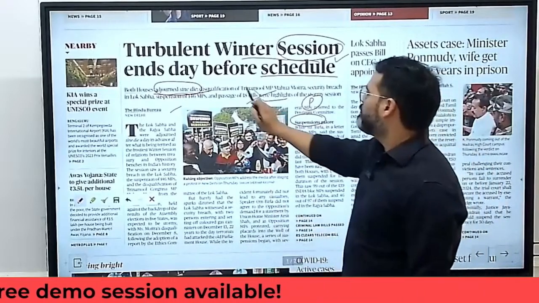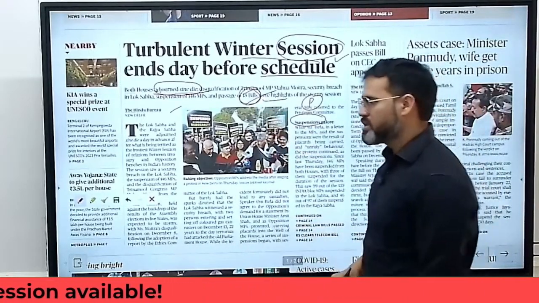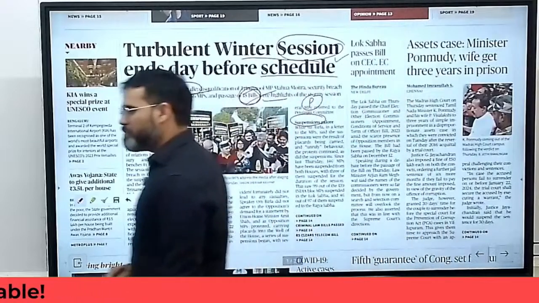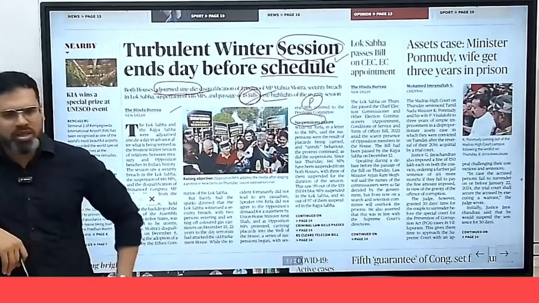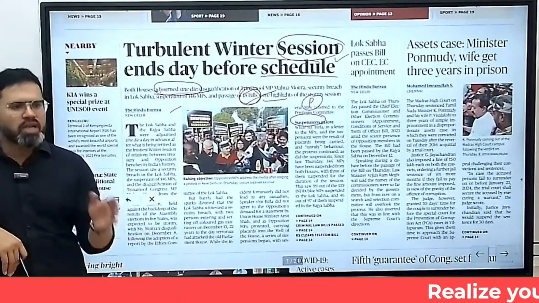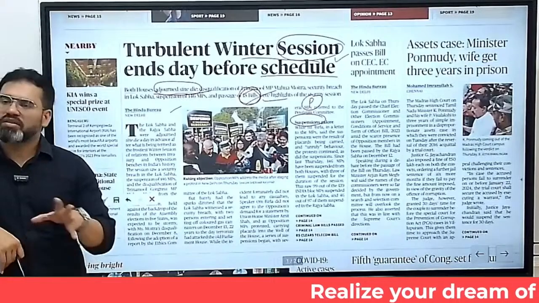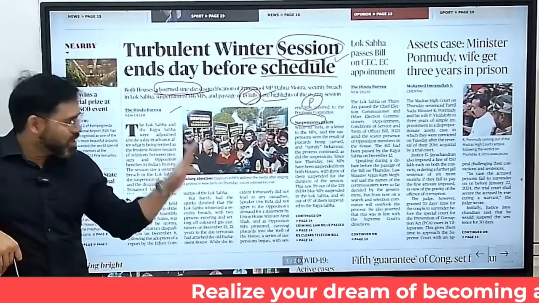Then some bills have been passed. 18 bills have been passed. So what are those important bills? You have to go through them. All the bills are not important from the exam point of view. Some bills are very important for the exam point of view. That you have to focus on.